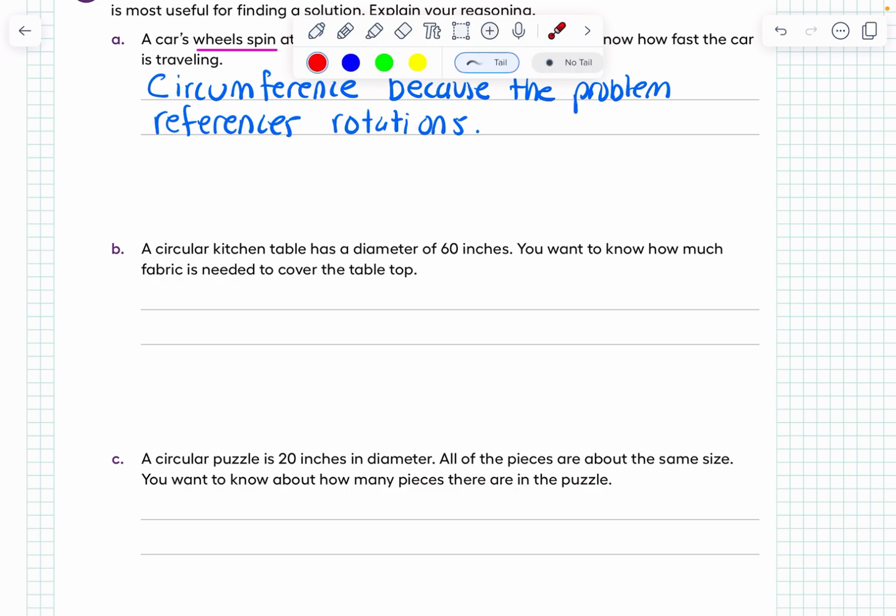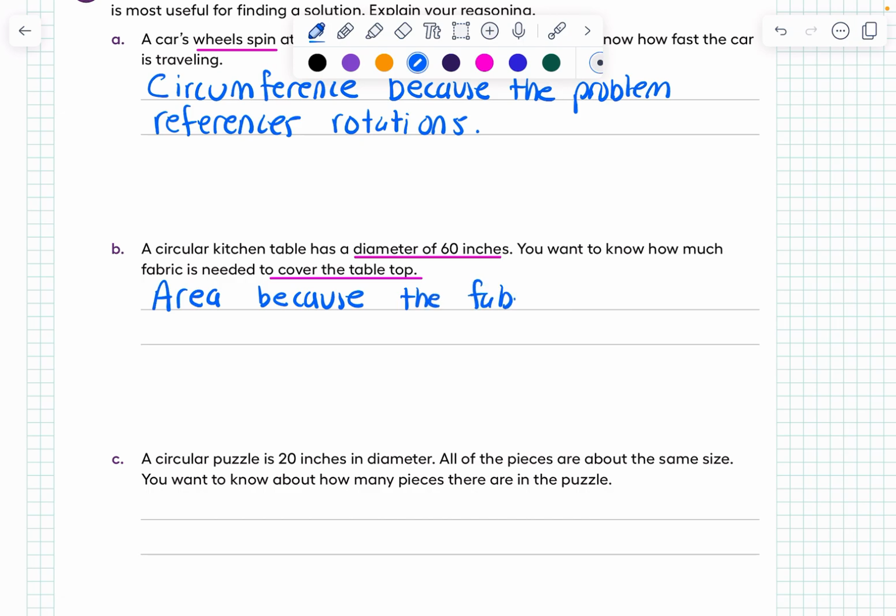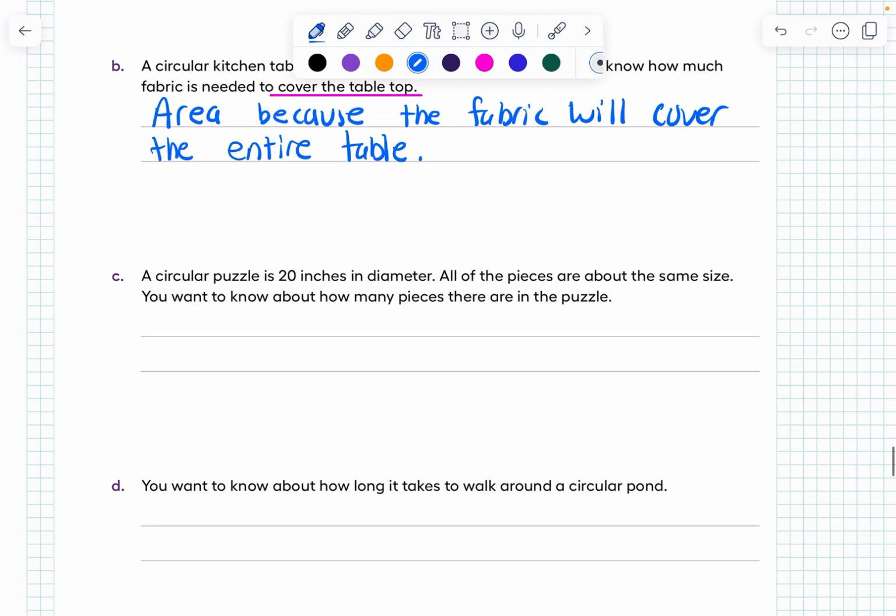All right, so they told us that it's a diameter of 60 and we need to cover the tabletop. Okay, so I think you would know that this would be more of an area problem because, and you can say whatever reason that you want, area because the fabric will cover the entire table. I don't know. You can say it, like I said, however you want to say it. C, a circular puzzle is 20 inches in diameter.